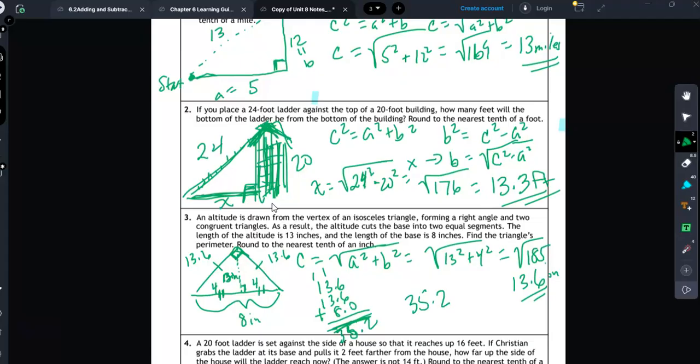And that is in inches. So let me just double check my terrible writing on this thing. Plus 8. Yep, math is correct. So the perimeter is 35.2.